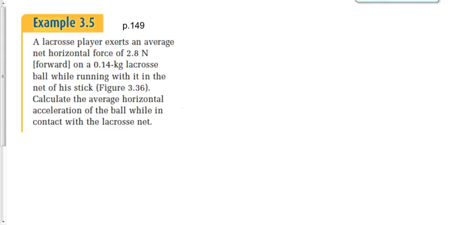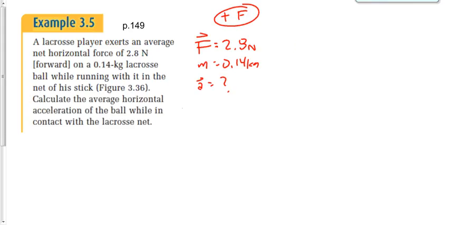This is a problem that we know is a Newton's second law problem, right? This is a problem where we're dealing with a force that's proportional to the acceleration. We want to find the acceleration. So let's write down some givens and use Newton's second law to solve it. F is equal to 2.8 newtons, and it's forward. We'll define positive as forward. The mass is 0.14 kilograms. We want to find the acceleration. We're just going to use that F is equal to ma equation, or A is equal to F over m.